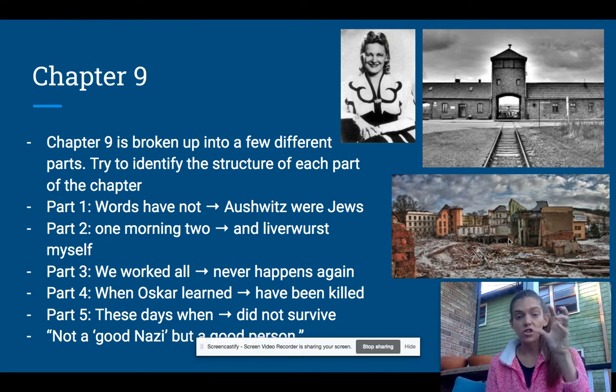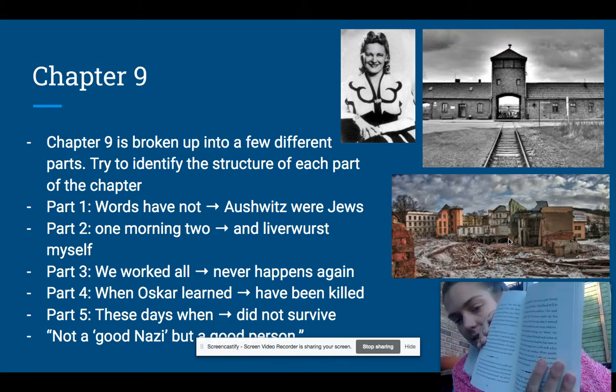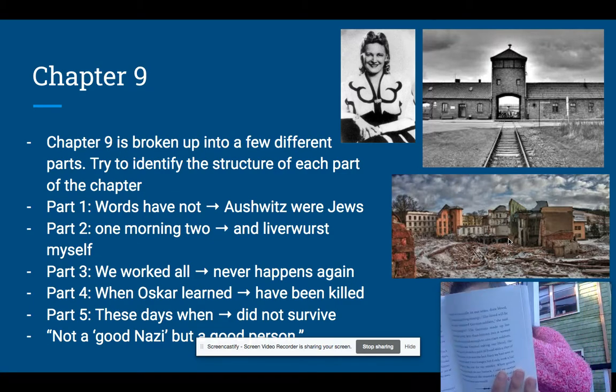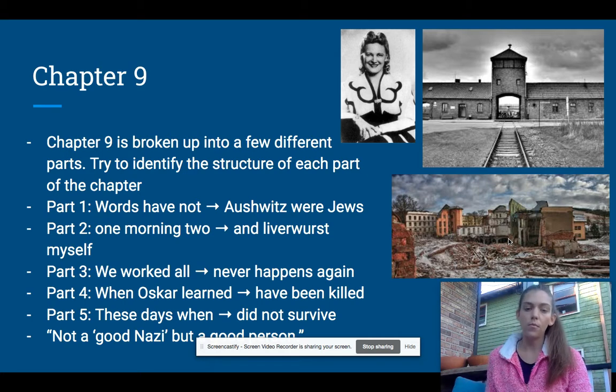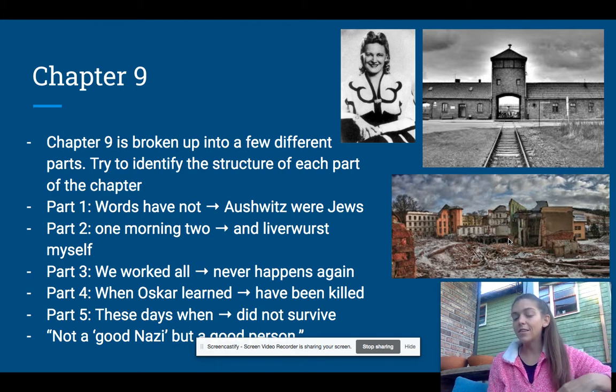Try to identify the structure of each part of the chapter. I'm not sure what you see if you're reading online digitally, but for me, and I have the answers in here so I don't want to show you, I see these little breaks as we read. We're going to talk about the first 5 parts, because there are lots of structures within there, okay?